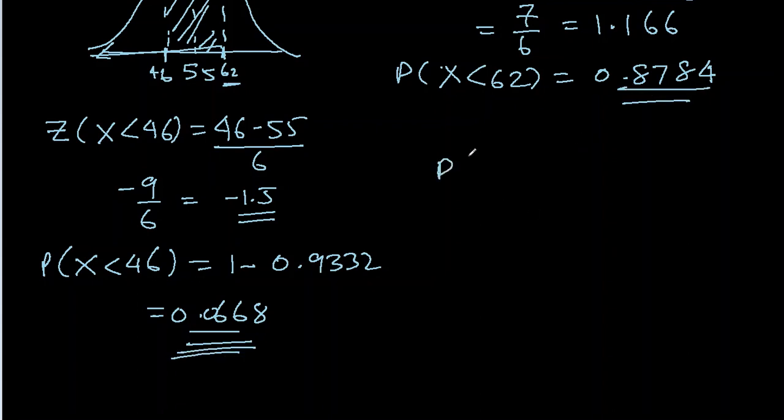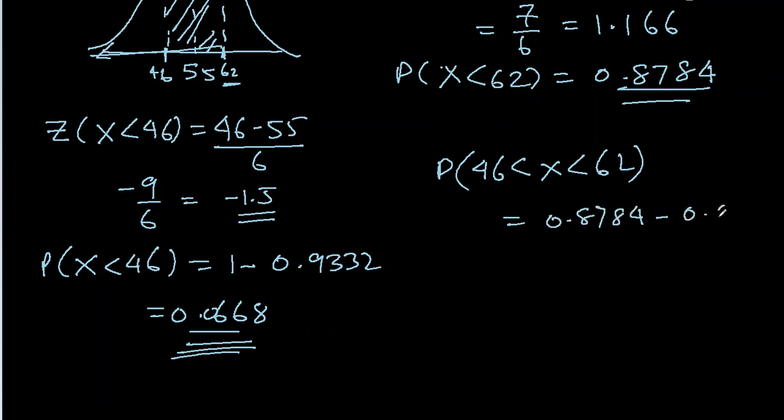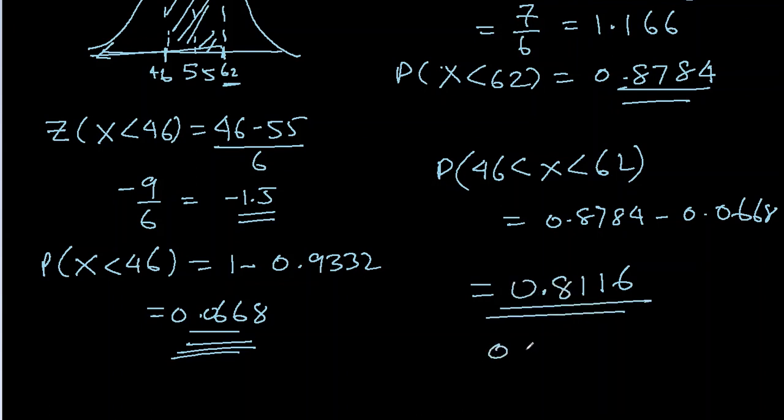Now our plan was to subtract the probability of 46 from the probability of 62 and less. So the probability that x lies between 46 and 62 is 0.8784 minus 0.0668. So it will be 0.8116, or if you want to round it off, 0.812.